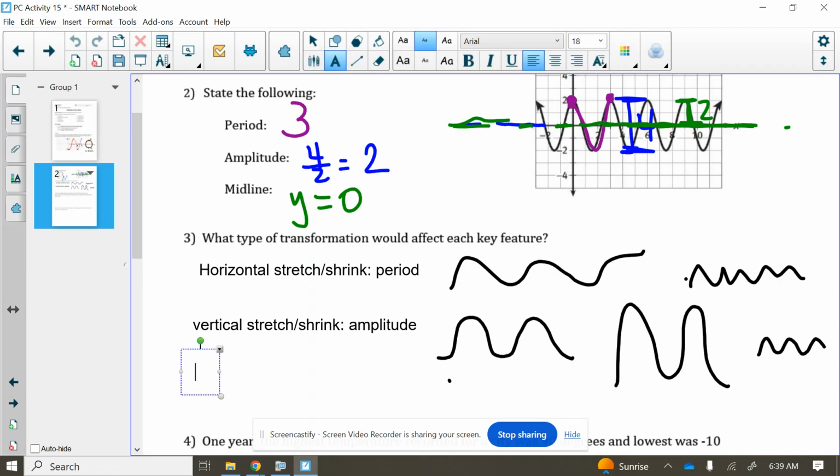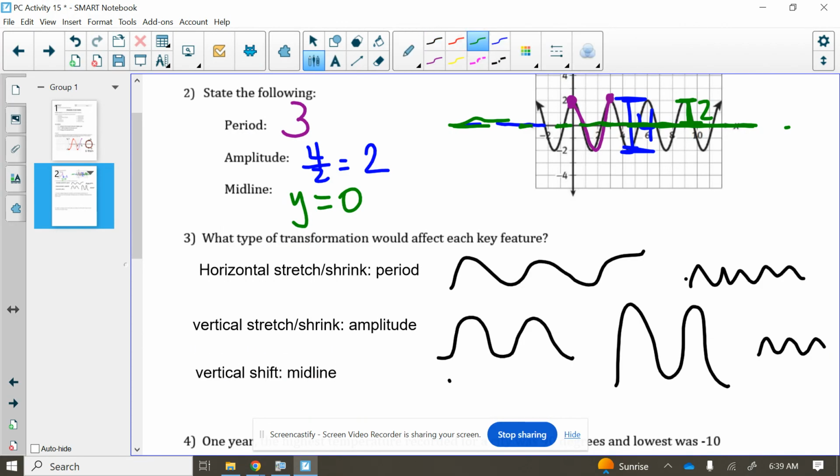Finally, a vertical shift is going to affect our midline because you're either going to be moving that graph up or down, which essentially will affect this midline to either shift up or down, depending on where you're shifting it vertically.